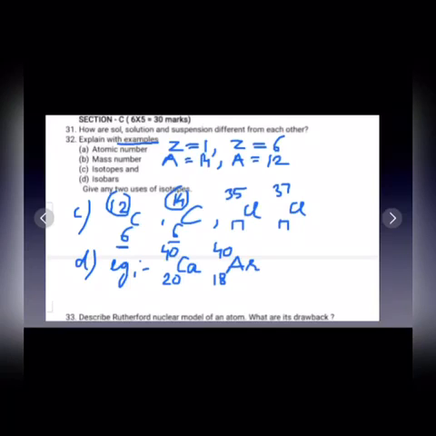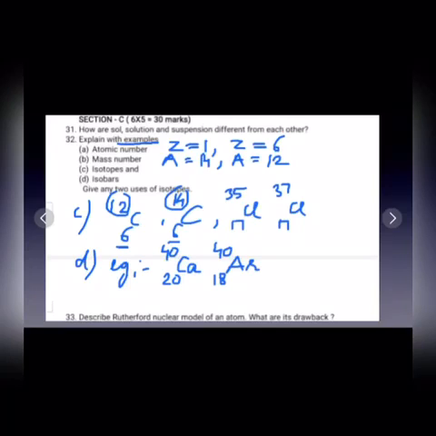So make sure you do not leave any part unattempted, because there are 5 parts basically in this question you have to explain, and also don't forget to give the examples with it. Next question is describe Rutherford nuclear model of an atom. What are its drawbacks? Here it has been asked the nuclear model of an atom.